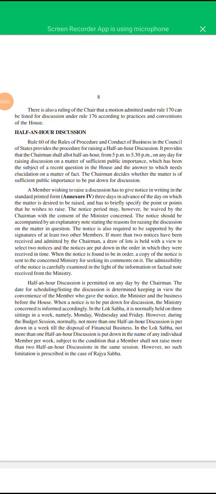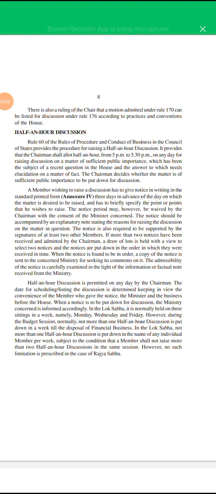Rule 60 of the Rules of Procedure and Conduct of Business in the Council of States provides the procedure for raising a half an hour discussion. It provides that the chairman shall allot half an hour from 5 p.m. to 5:30 p.m. on any day for raising discussion on a matter of sufficient public importance which has been the subject of a recent question in the House and the answer to which needs elucidation on a matter of fact.